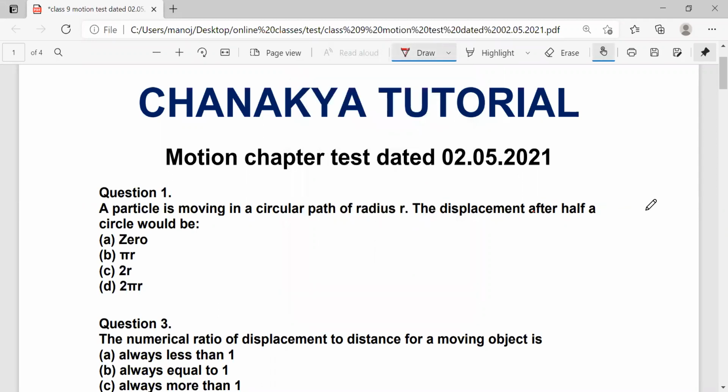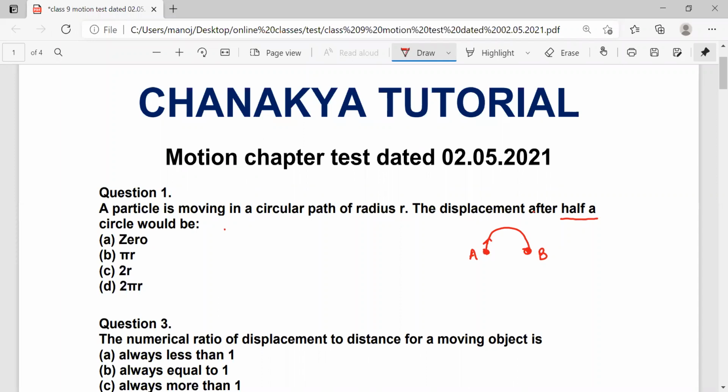Okay, students, question number 1, each question we will discuss. It says a particle is moving in a circular path of radius r. The displacement after half circle would be how much? So you must be aware, this is the half circle. The object would have started from here and reached here. So this is point A, point B.